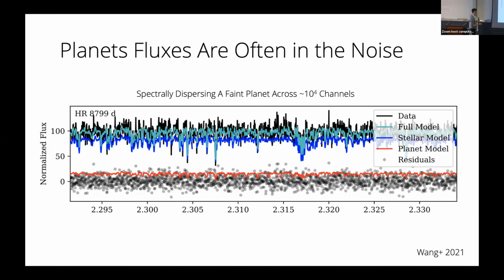So planets are very faint, as we've seen. And if you're dispersing a planet at very high spectral resolution, say you're dispersing the light of the planet across 10,000 spectral channels, there's not very many planet photons per spectral channel. So here's actually a high-res spectra of a directly imaged planet. In black is the data.